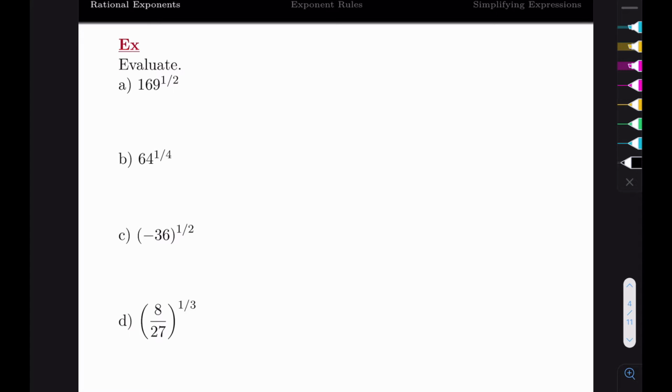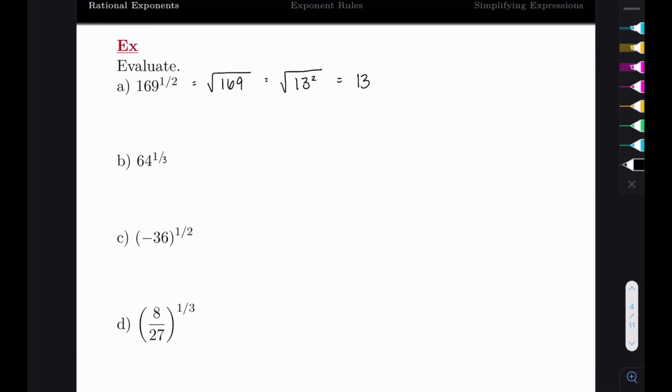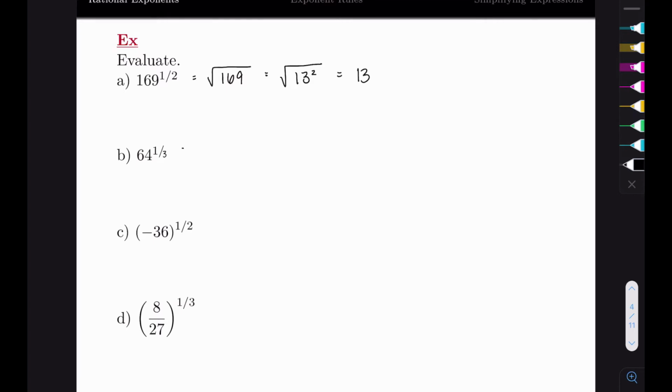If I take 169 to the 1/2 power, all that means is we're taking the square root of 169. So that's the square root of 13 squared. And again, the square and square root cancel and leave us with 13. For this next one, we have 64 to the 1/3, which again just means our index is 3. So we want the cube root of 64. And 64 is the same as 4 to the 3rd power. So the cube and cube root cancel and leave us with just 4.